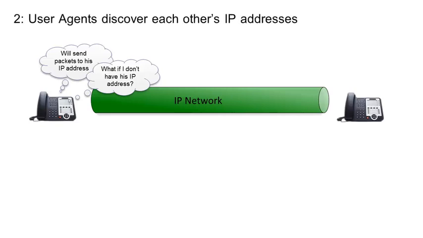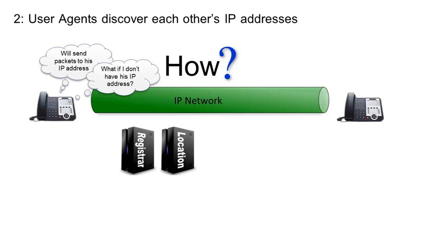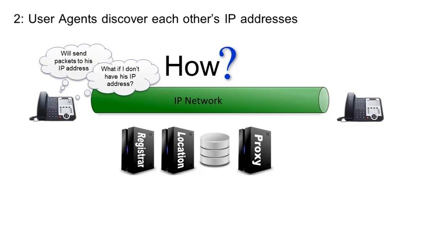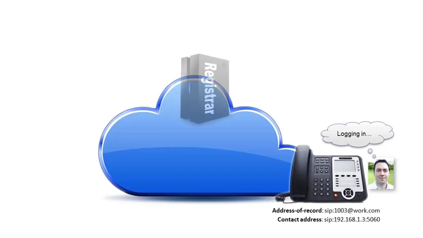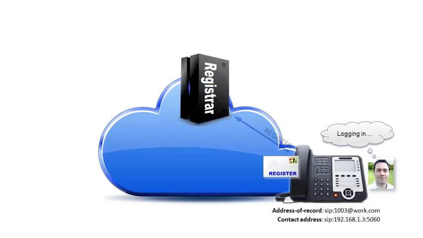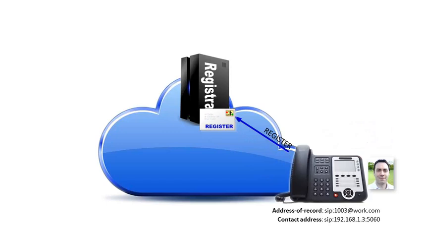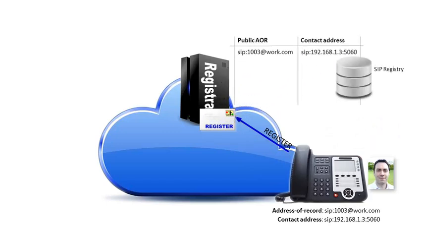Well, that's need number 2, that user agents have a way to discover each other's IP addresses. How do they do it? With help from the next 4 SIP entities: the registrar and location services, the SIP registry, and the proxy server. Here's how they work. As the other guy, Nathan, logs in, his user agent sends its IP address, together with Nathan's public dial address, to the registrar service, a core SIP component that simply takes the 2 addresses and stores them in the SIP registry, probably a database.